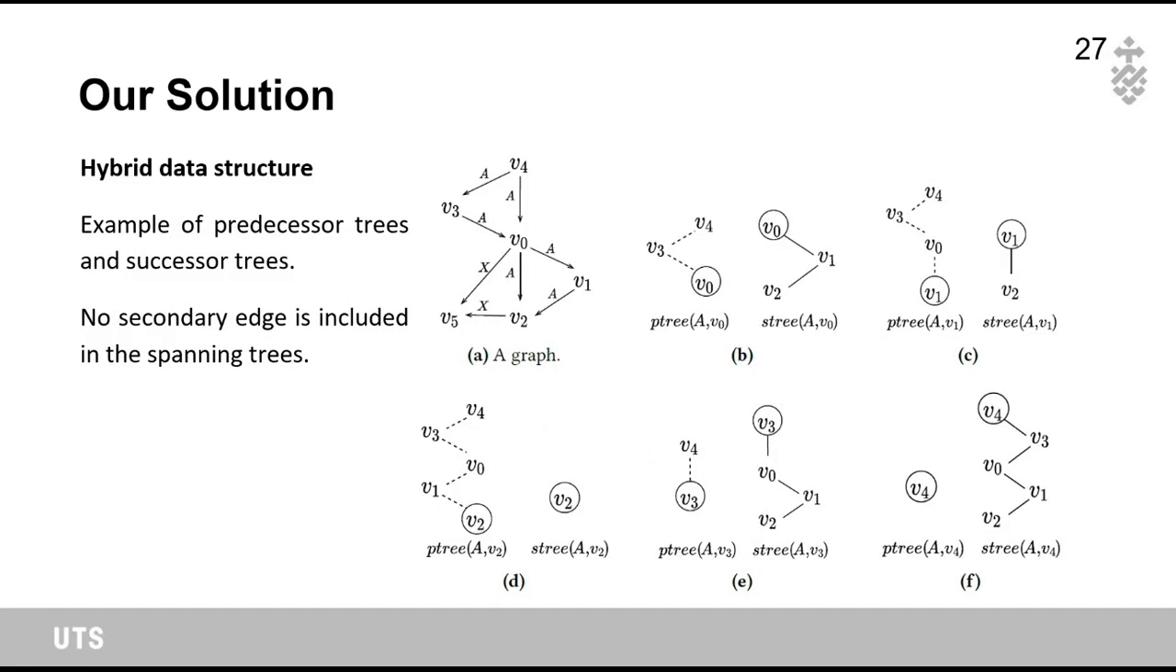Since secondary edges can always be derived from primary edges, this tree structure excludes the redundant information caused by secondary edges. Here is a graph and the spanning trees for nodes from v0 to v4. We can see that the secondary edges like v4 A v0 and v0 A v2 are not included in the spanning trees.